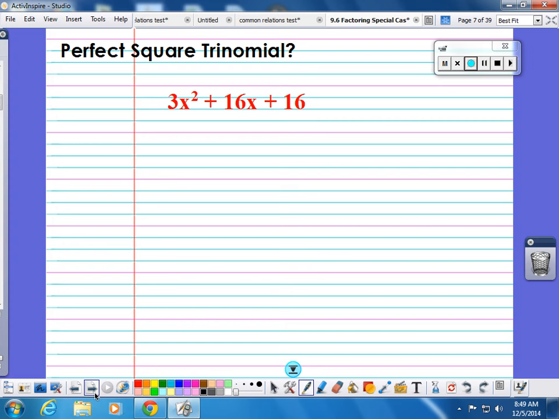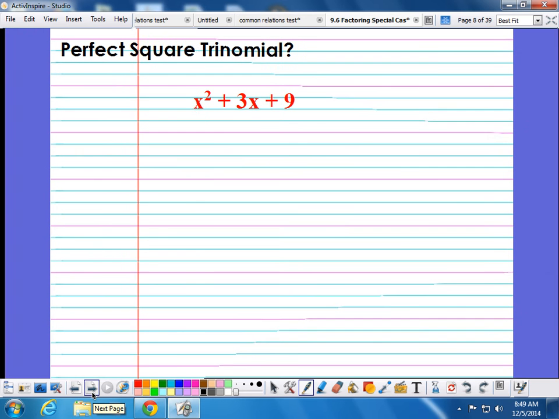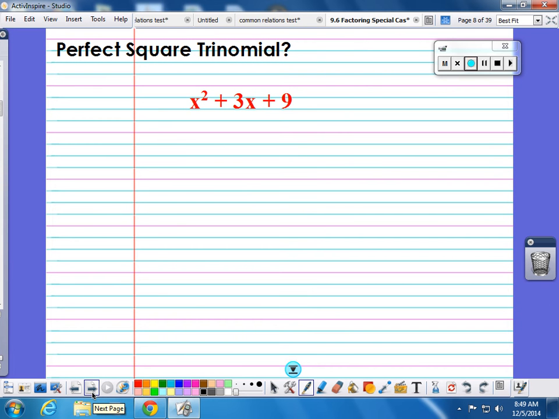Does this one have a greatest common factor? No. Man, if those 16s were 18s, we'd be in good shape, right? Or if that 3 was a 4, you know. But that is not a perfect square trinomial. We'll have to try that one tomorrow with bottoms up, or Monday, okay? Not even sure it will work. It might be prime.